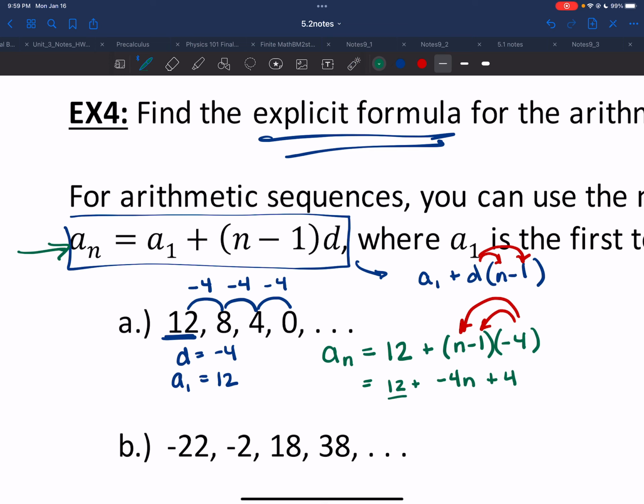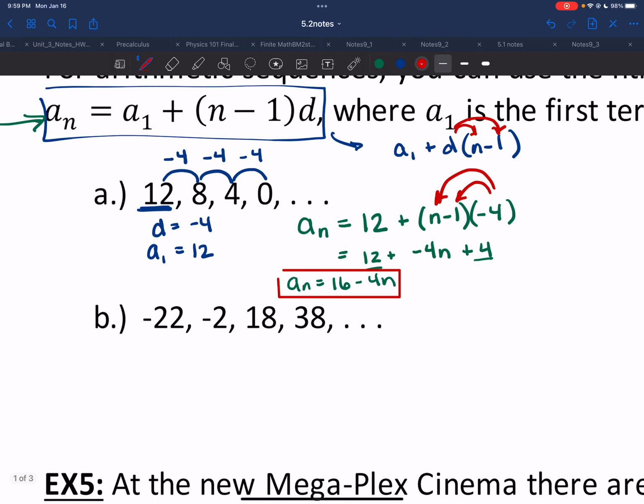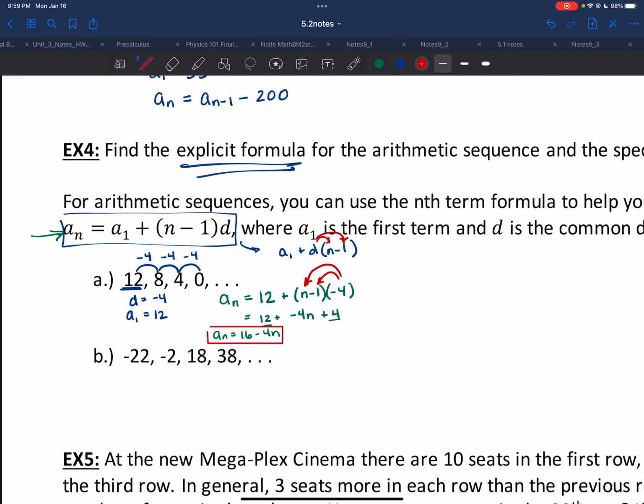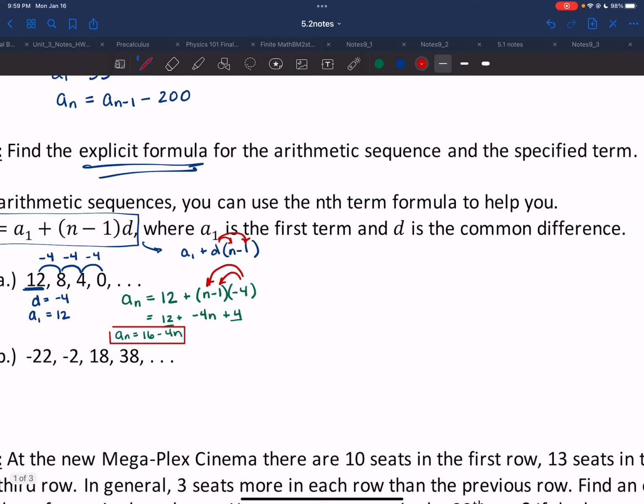So I'm going to take my like terms and add them together. So I have a_n equals 16 minus 4n. So that is my equation for this particular one. All right, let's say I wanted to find a of 32. Knowing this new equation, I could say 16 minus 4 times 32.